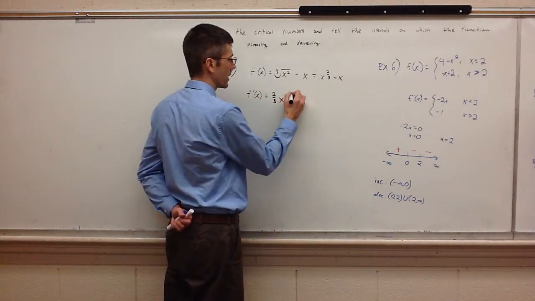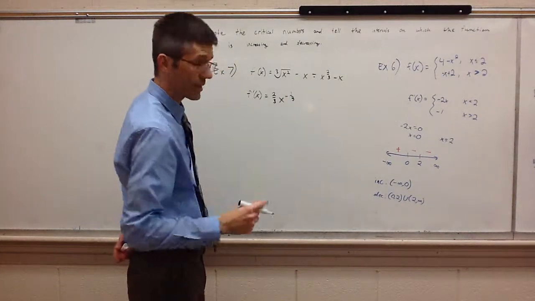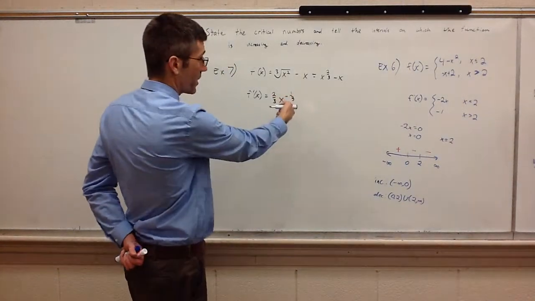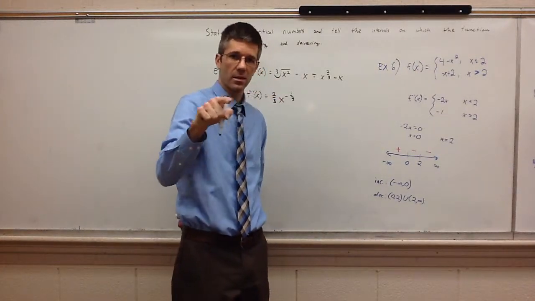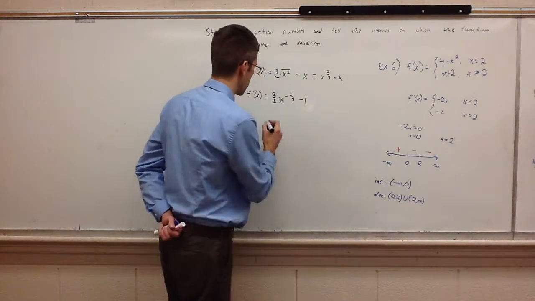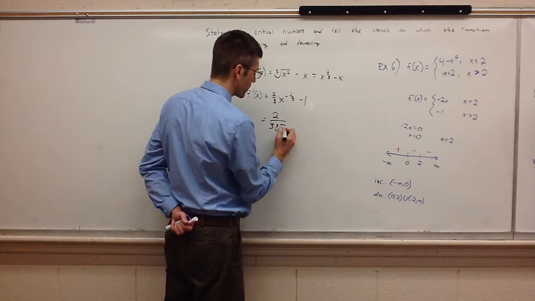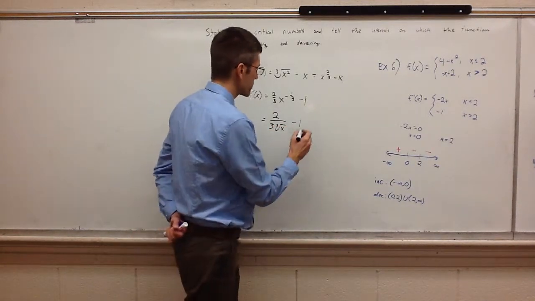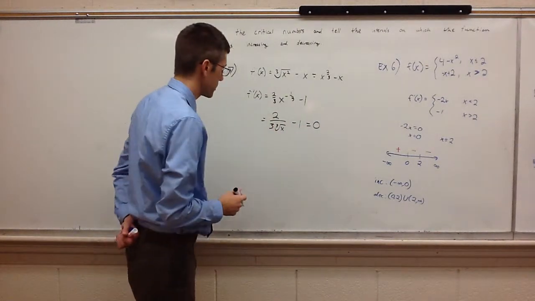2/3 x to the negative 1/3. Whoa! That's over 3 in it. We're about to send that to the denominator. That gives us some issues about continuity. That gives us issues about where our derivative exists, okay? Bear with me here. So 2/3 cube root of x minus 1. And we will set that equal to 0. So let's just go ahead and solve that. We'll go through that, and then we'll deal with it a little bit later.